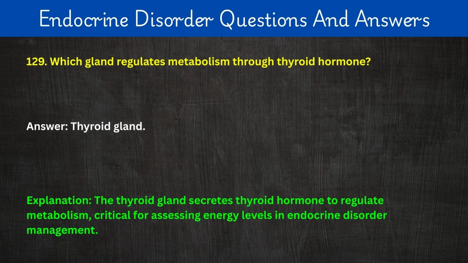129. Which gland regulates metabolism through thyroid hormone? Answer: thyroid gland. Explanation: the thyroid gland secretes thyroid hormone to regulate metabolism, critical for assessing energy levels in endocrine disorder management.